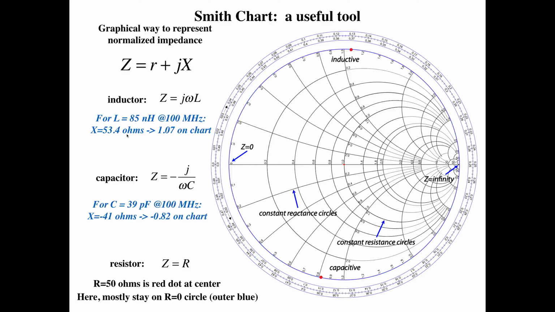And for everything we do here, we're going to normalize all of our impedances by 50. So if you divide this by 50, you get 1.07. And that's this red dot on this chart. So there's 1, there's 1.2. So 1.07 is about there.